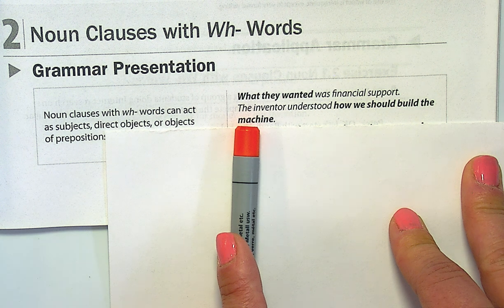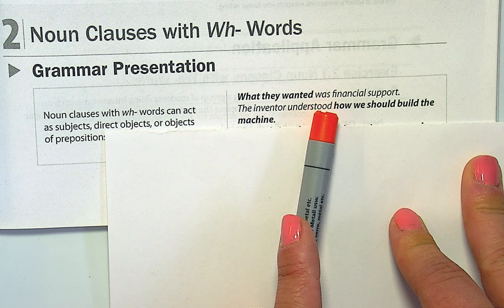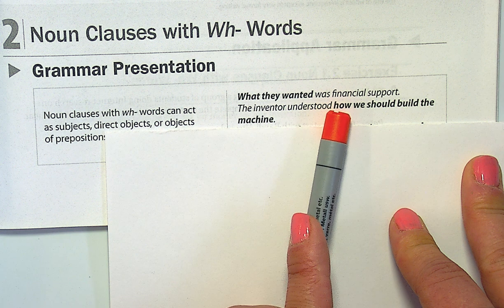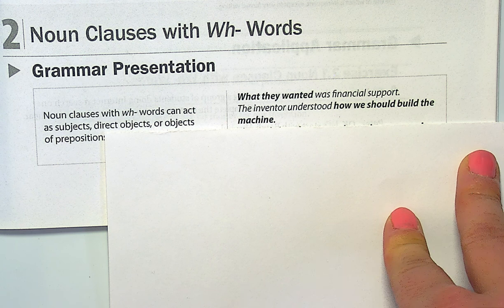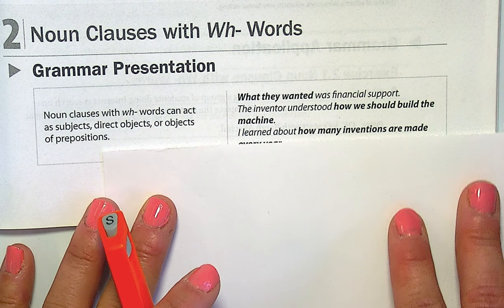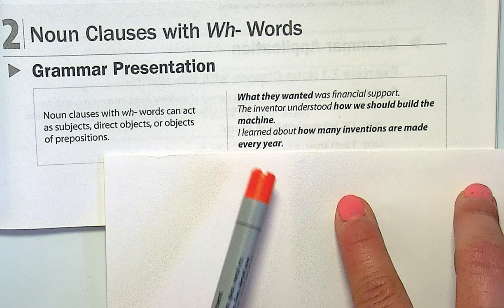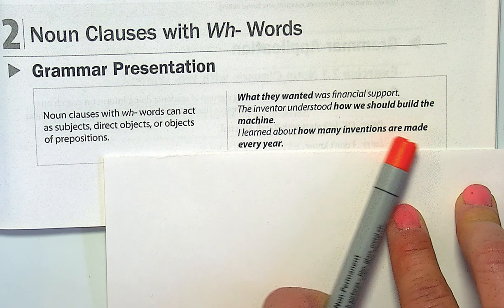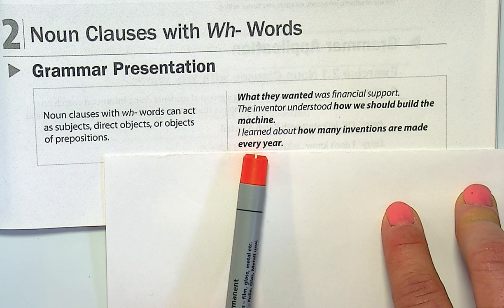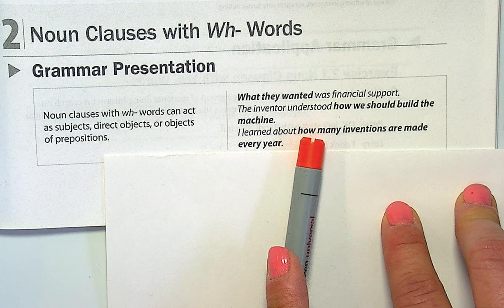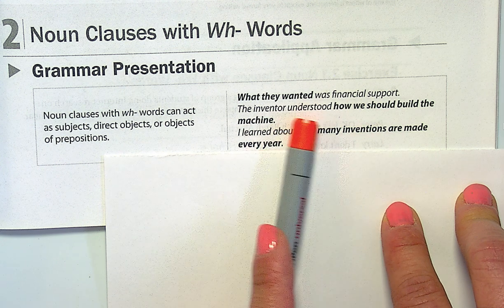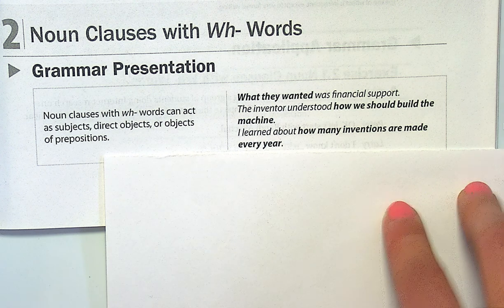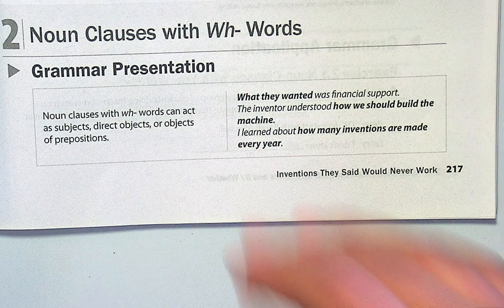It's a suggestion, we should. But in this case, we're highlighting that how we should build a machine is the thing that the inventor understood, the process. I learned about how many inventions are made every year. You can use how many inventions are made every year as the object of this preposition. Let's turn the page.